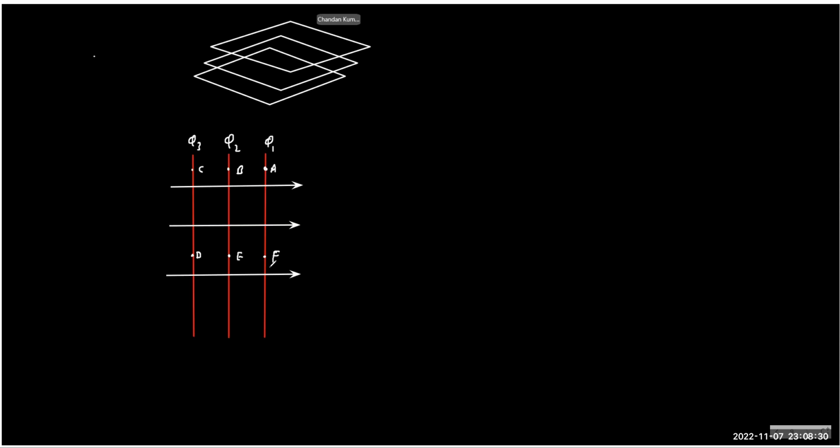Can we find the phase difference of point A and point F? And if yes, then how much is the phase difference? What is the phase difference of point A and point F?